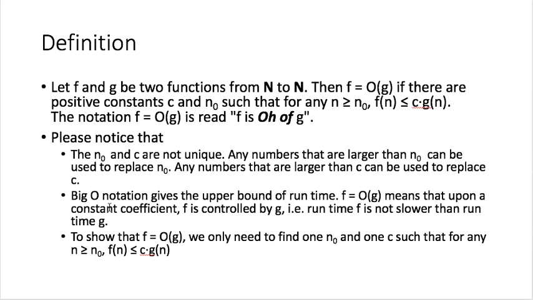So the next fact is, if you want to show that f is big O of g, we only need to find one n0 and one c, which are both constants, such that for any n greater than n0, f(n) is less than or equal to c times g(n). So you need to find this n0 and c.